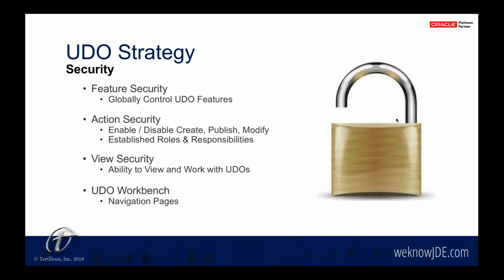Continuing on the strategy discussion and talk security. There are different things you would have to enable within the system. You've got feature security, which essentially allows you to toggle on and off the different UDO components. You then have action security, which will determine whether you can create, publish, modify.